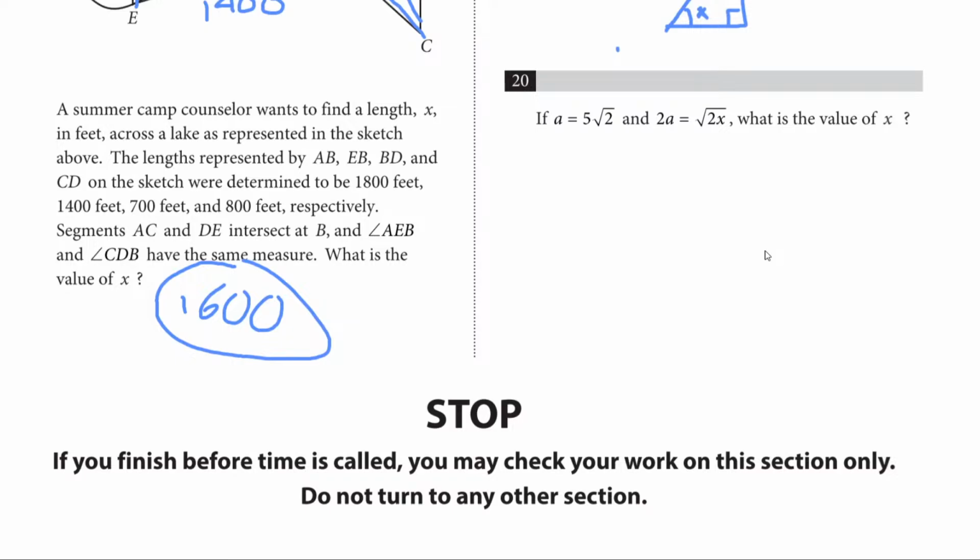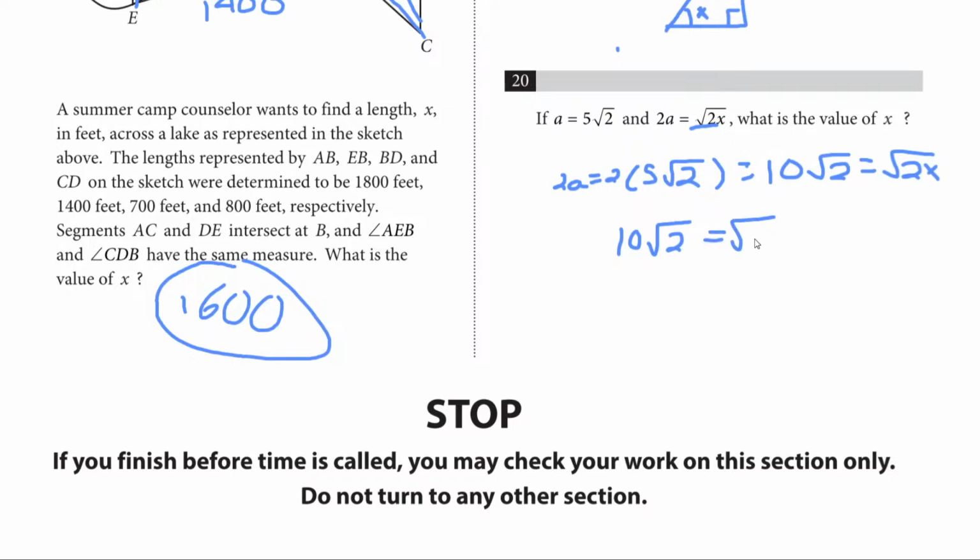If a is equal to 5 times the square root of 2, and 2a is equal to the square root of 2x, what is the value of x? Okay, let's just plug in. 2a is equal to 2 times 5 square root of 2, which is equal to 10 square root of 2. And because of this, we know that's also equal to the square root of 2x. So we have 10 times the square root of 2 is equal to the square root of 2x.